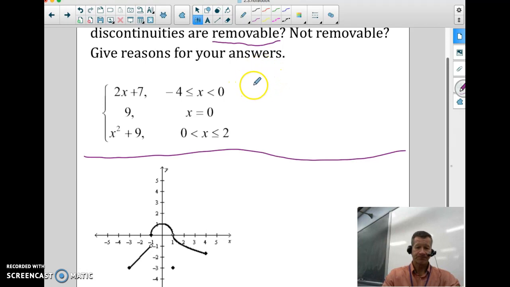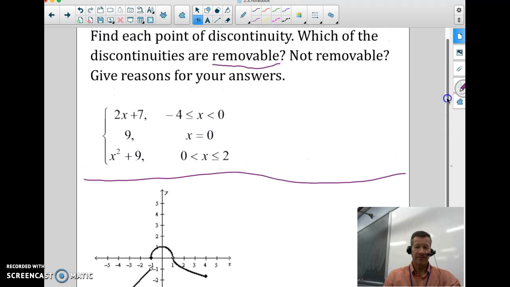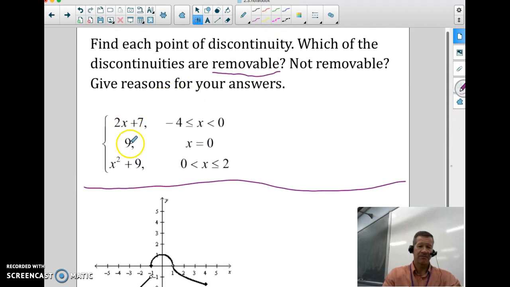Okay, so here we go. This is a line. A line is going to be continuous everywhere. This is a horizontal line. That will be continuous everywhere. This is a parabola. That will be continuous everywhere. So how are there going to be discontinuities? Well, wherever the line meets the horizontal line meets the parabola. So where does that happen? Well, they're broken up at 0, and that is the only possible place where there could be a discontinuity. So let's see if that is in fact a discontinuity or not.